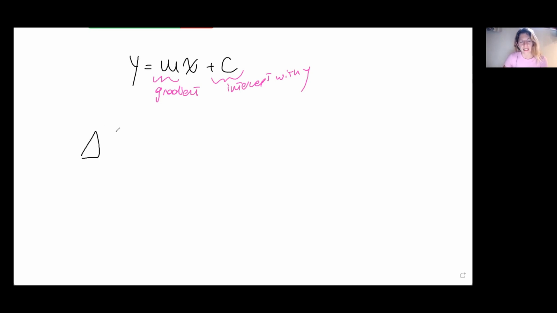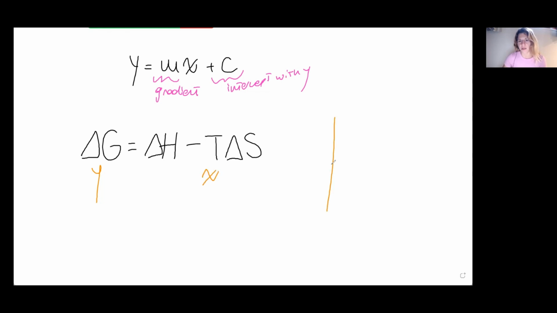One is the Gibbs free energy equation, ΔG = ΔH − TΔS. A common exam question that I've seen before is considering ΔG as our y-axis and the temperature as our x-axis, okay? So the graph will look something like this. We have ΔG here and T over here. Depending on the values that we have for this reaction, it could look something like this.